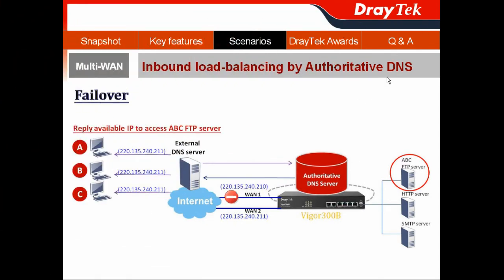The authoritative DNS can also help in the failover situation for inbound access. For example, if the WAN 1 connection, in our case .210, is gone, we only have .211 left. So the authoritative DNS server will only reply with the 211 IP address to the different PCs, so they can still access the ABC FTP server even though the WAN 1 connection is gone.